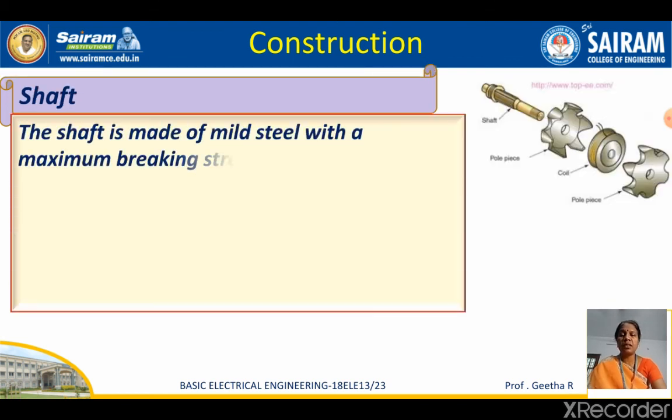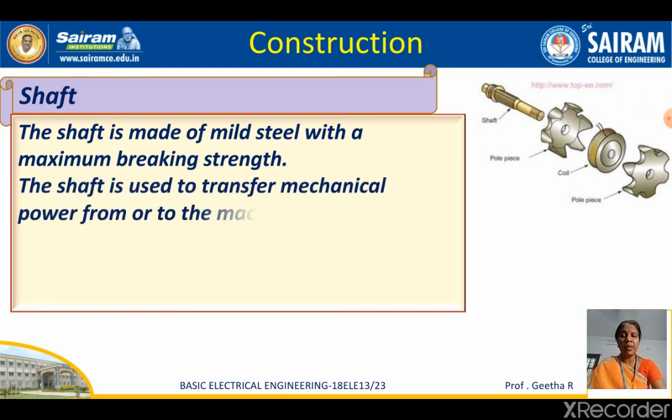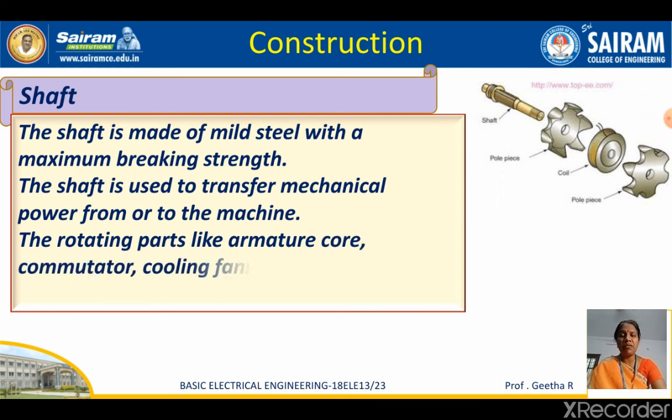Next, last but not the least, the shaft. The shaft is made of mild steel with a maximum breaking strength. The shaft is used to transfer the mechanical power from or to the machine. The rotating parts like armature core, commutator, cooling fans, everything is connected to the shaft. So it is the shaft.